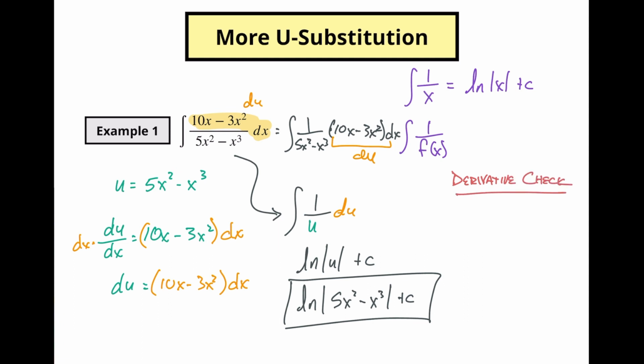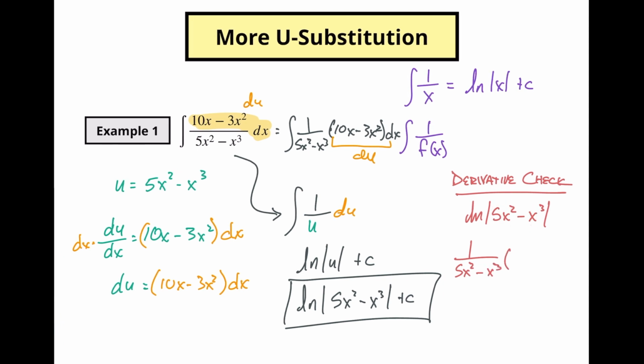So I'm going to take ln of 5x squared minus x cubed. What I have to do is a chain rule. My derivative says take the derivative of the outside. The derivative of any ln function is 1 over that inside piece. So this is going to become 1 over 5x squared minus x cubed times the derivative of the inside.